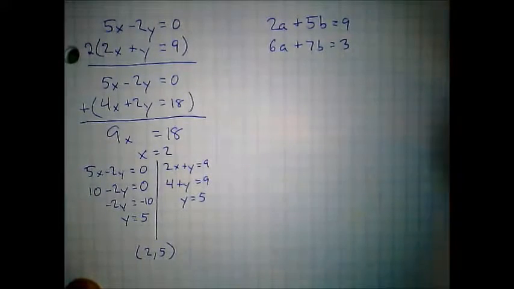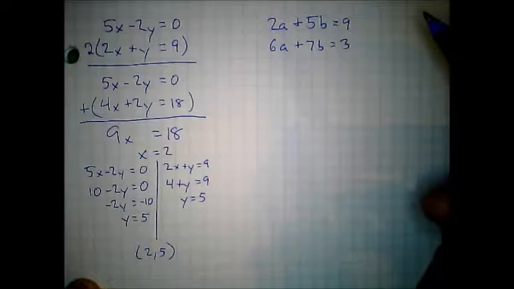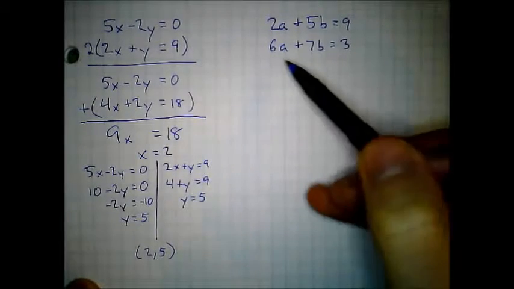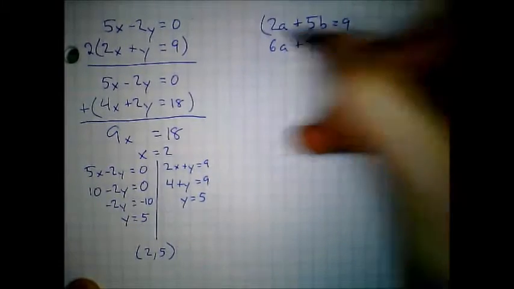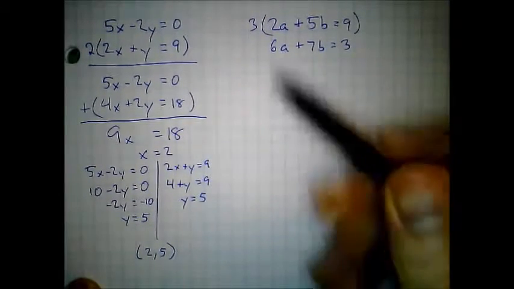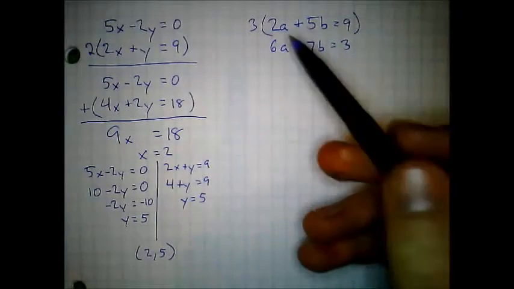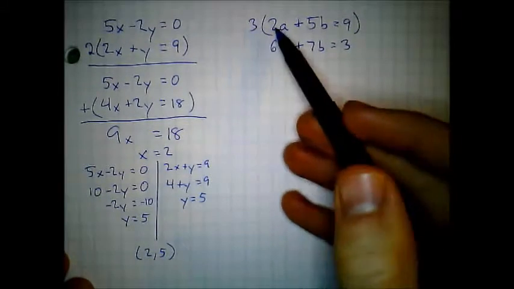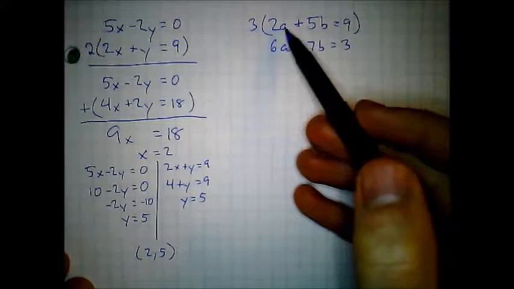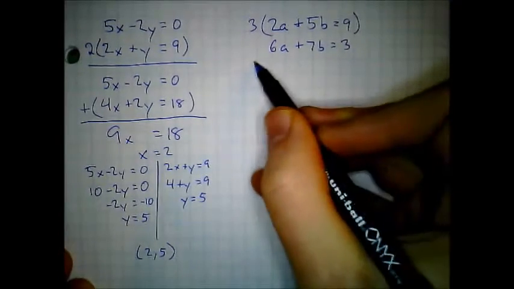Well, I notice that if this was a 6a, I could easily subtract these two equations. So I think, how could I turn this 2a into a 6a? Well, I can multiply every single term in my first equation by 3. Because if this was a 6a, I'd be able to subtract them. So let's just make it a 6a, and we do that by multiplying everything by 3. I know 2a times 3 would give me that 6a, which is why I know I have to multiply every single term in this first equation by 3.